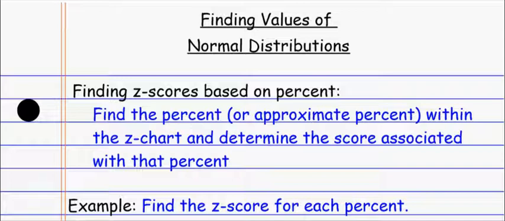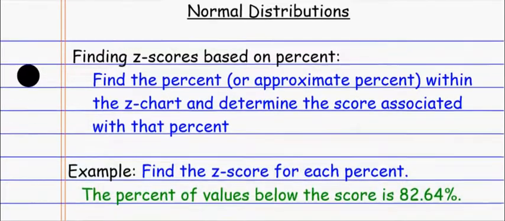Okay, so finding z-scores based on a percent: find the percent or the approximate percent within the z-chart, and then determine the score associated with that percent. Again, we're just doing exactly what we've been doing, but backward. Instead of looking up the z-score and then finding the percent, we're hunting down that percent within our z-chart and then seeing what the z-score is that goes with that. Once we have the z-score, eventually we'll translate that back into a value.